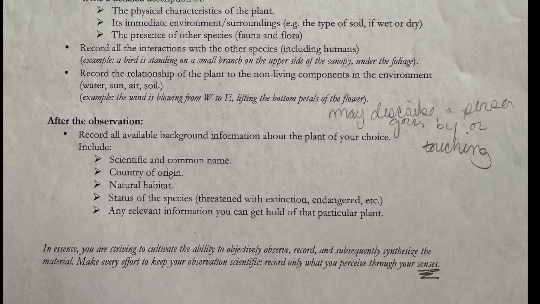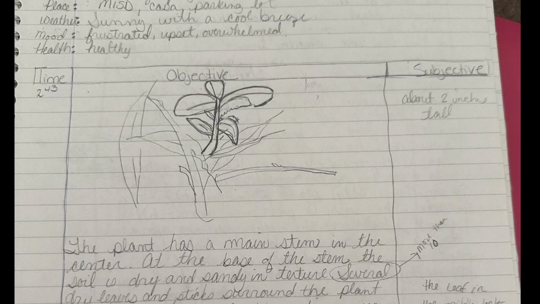And I'm not going to go fully into my exercise on the plant observation. I'm just going to go quickly through it and point out a couple things. So here's my journal, and at the top I have we're in the MISD parking lot area, the CASA area. The weather is sunny with a cool breeze, and notice my mood. My mood. I'm frustrated, upset, overwhelmed.